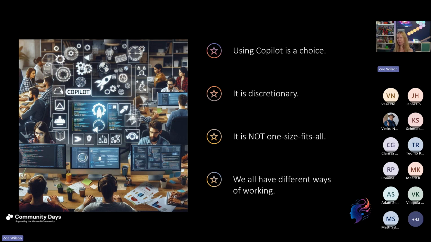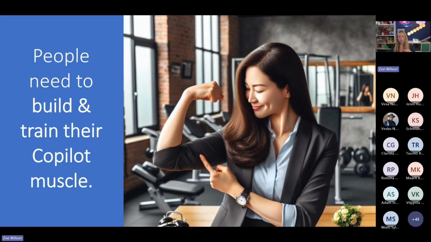So it's really important that we recognize that people have different ways of working and people also have different ways of learning as well. So different people are going to require different approaches to change enablement. But ultimately, what we're trying to do is to help people build and train their Copilot muscle.